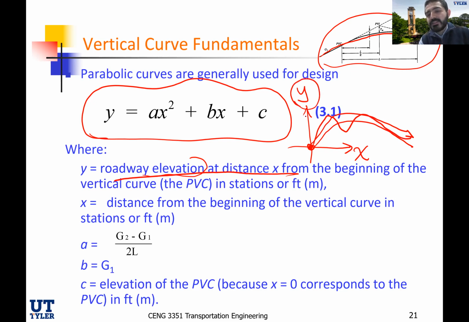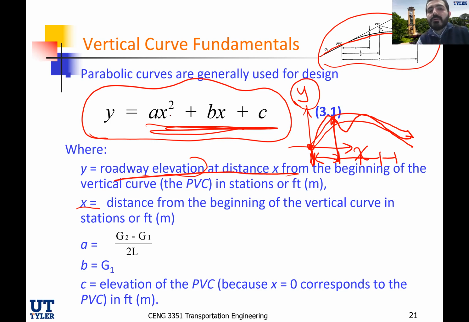How am I going to get this? Using the y equation. Whereas the x in this equation will be the distance from the beginning of the vertical curve in stations. So the x is going to be from here. Again, those are stations. Every station, this is the x, and then I can go up, and this is the elevation. So the y is the elevation, x is the station along the vertical curve.